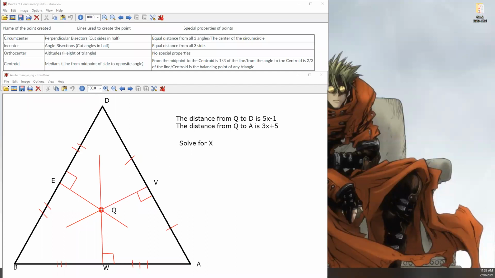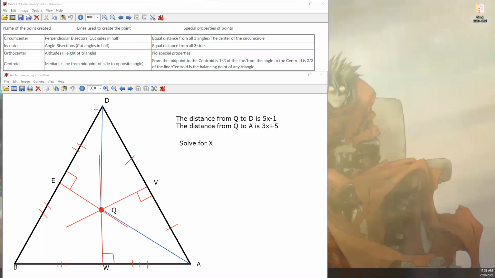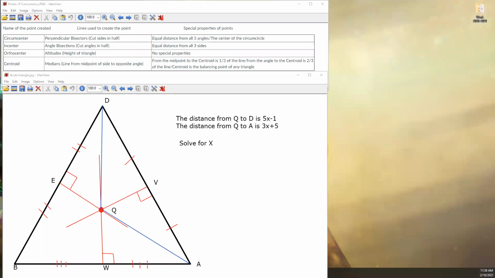So from Q to D is the distance from here to here, and Q to A is the distance from here to here. Well, that's the distance from this point to the angles. Hopefully, you figured out what kind of point this is, right? Looking at these lines, that's a 90-degree angle. And then the side here is being cut in half. So this must be a midpoint. So this is bisecting the side at a perpendicular angle. It is a perpendicular bisector, which makes this point a circumcenter.